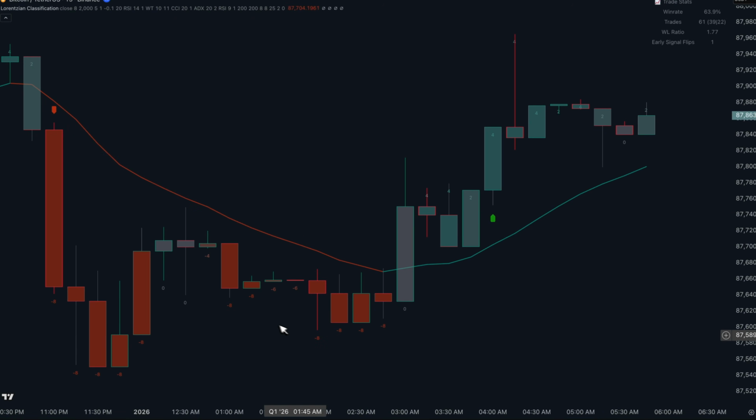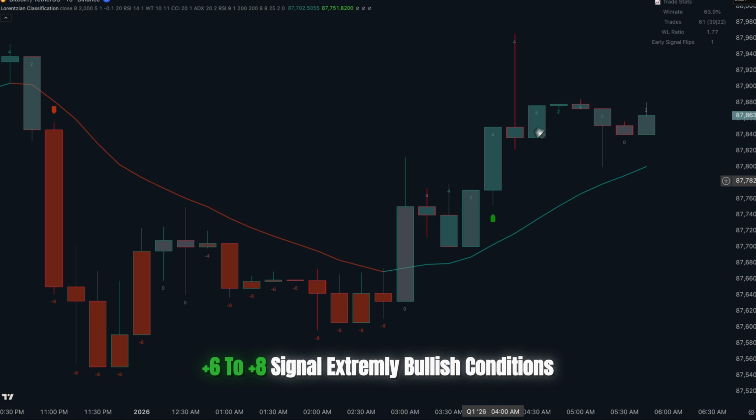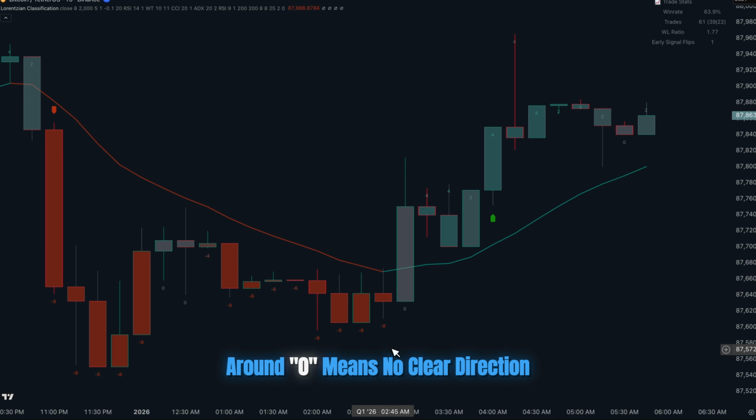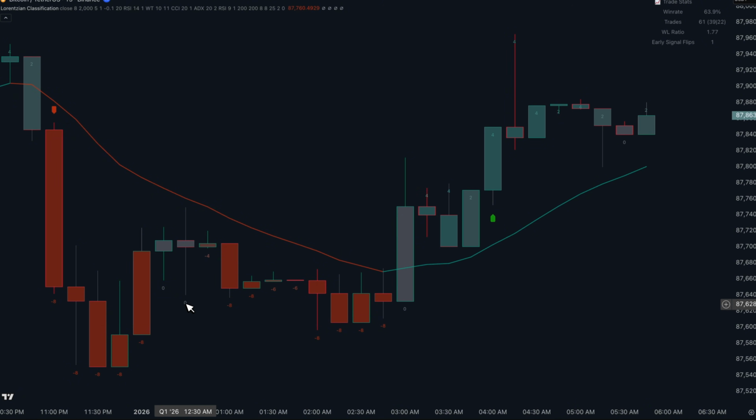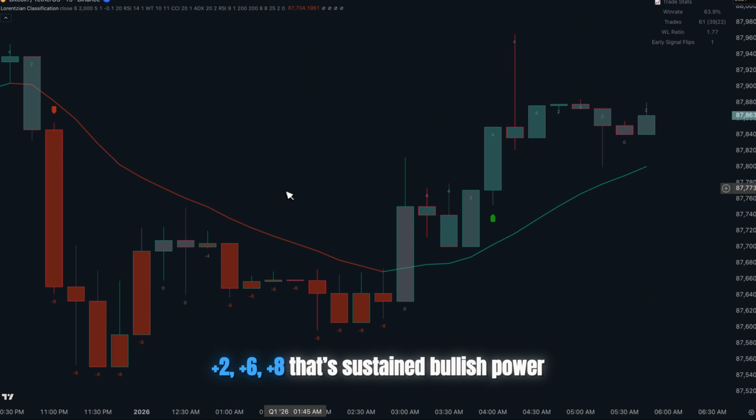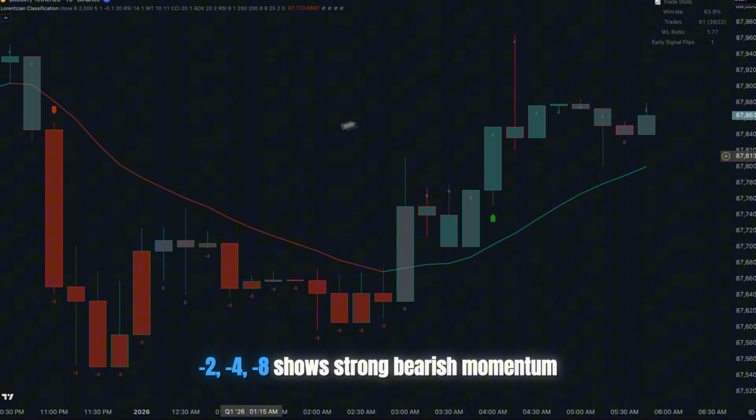You'll notice numbers below each candle, ranging from +8 to -8. These show trend strength and confidence. Numbers +6 to +8 signal extremely bullish conditions. Numbers -6 to -8 show strong bearish momentum. Around 0 means no clear direction. When you see sequences like +2, +6, +8, that's sustained bullish power, but -2, -4, -8 shows strong bearish momentum.